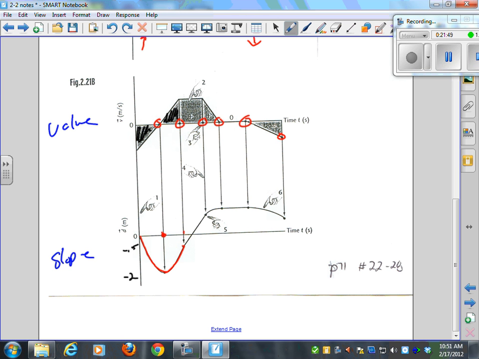Okay, so now here we have constant velocity. How do we show constant velocity on a DT graph? Straight line. Now, the textbook people have screwed up here. Can you tell me what they've screwed up? Right here. Look at this spot right here and right here. What have they screwed up? Look at the slope here and the slope here.